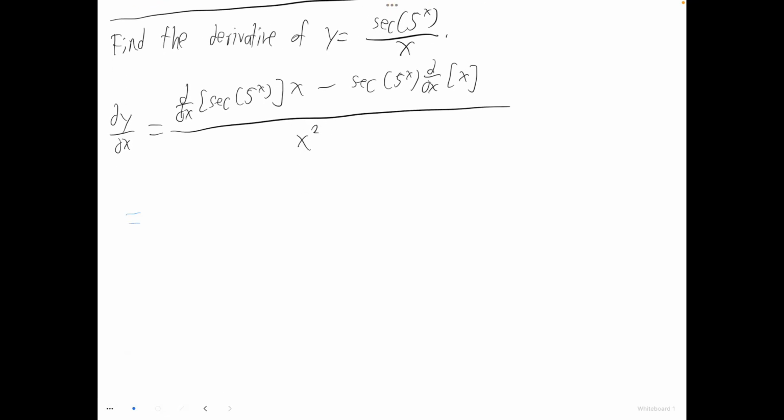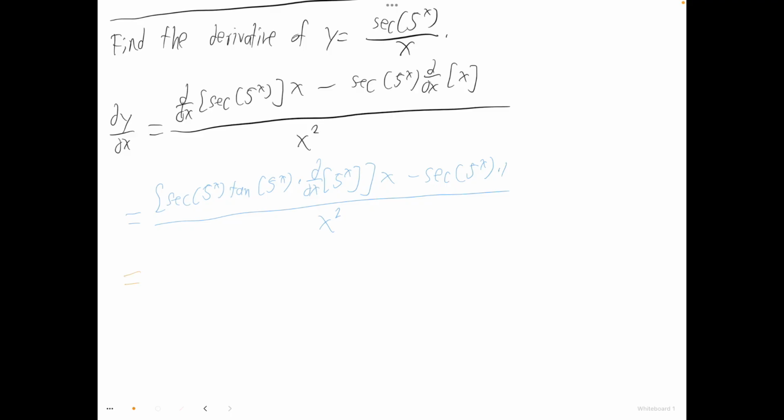Now we compute this derivative. The derivative of secant of 5 to the x is going to require the chain rule. So we have the derivative of secant, which is secant tangent. So we have secant of 5 to the x tangent of 5 to the x times the derivative of 5 to the x. And then times x minus secant of 5 to the x times the derivative of x, but the derivative of x is 1. So we just have a 1 there, and then we've got divided by our x squared.